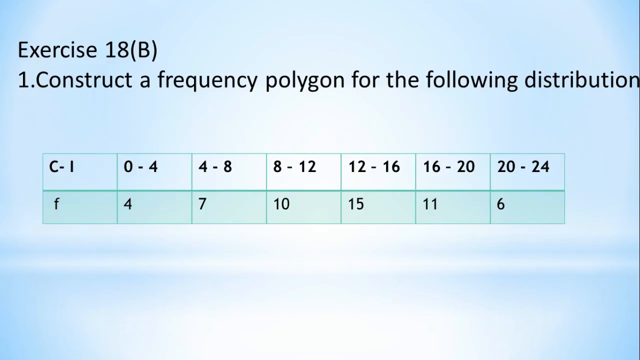Exercise 18B, question number 1. Construct a frequency polygon for the following distribution. The given distribution is in exclusive form and it is continuous also. As it is not given whether the frequency polygon should be constructed by using a histogram or without using a histogram, let us proceed to construct a frequency polygon by using a histogram.